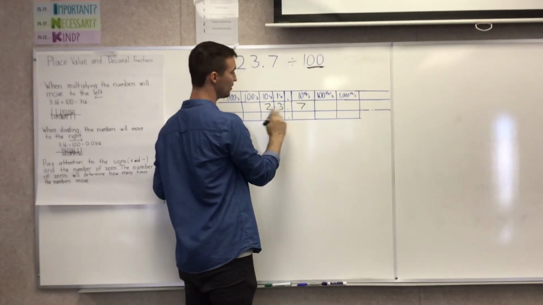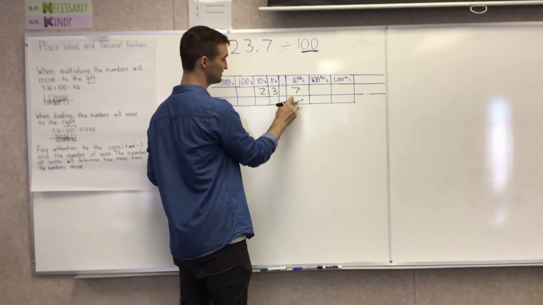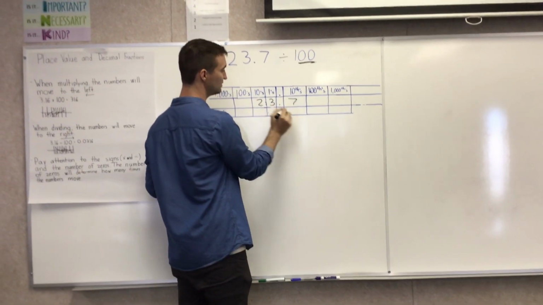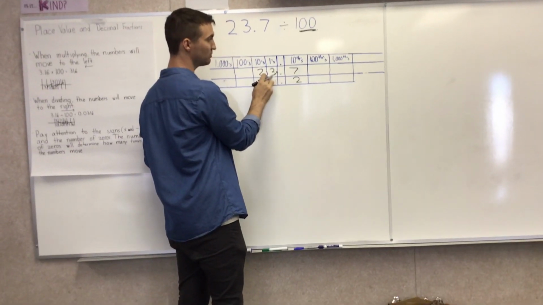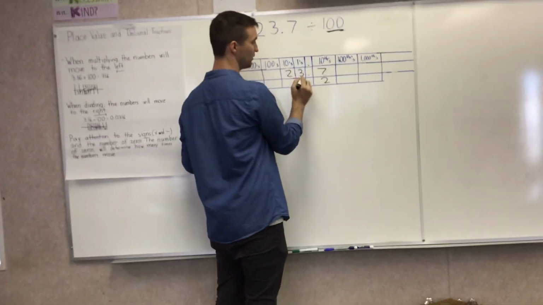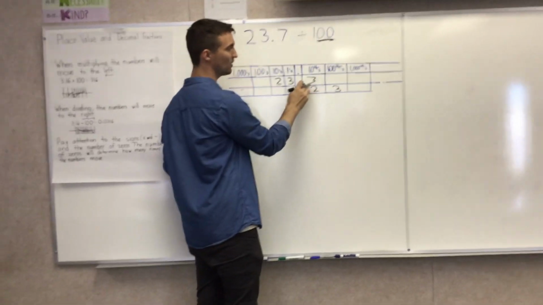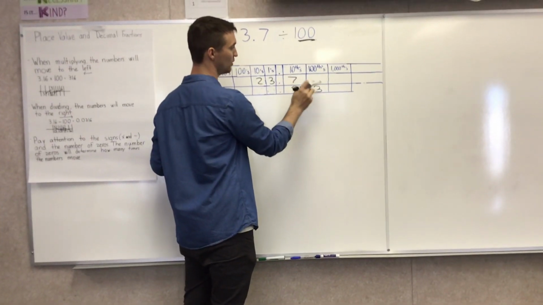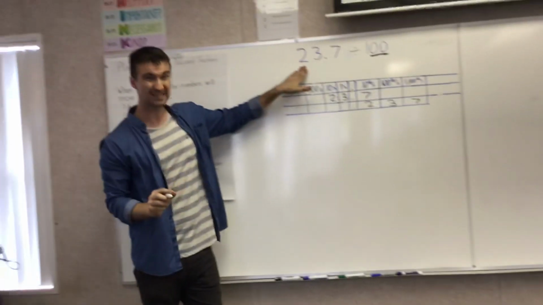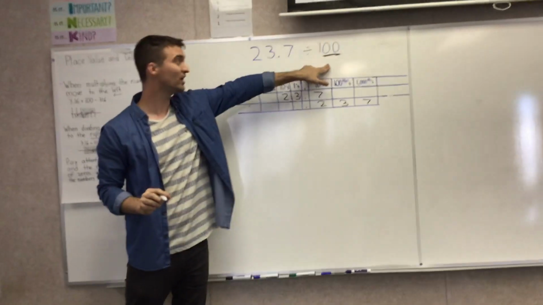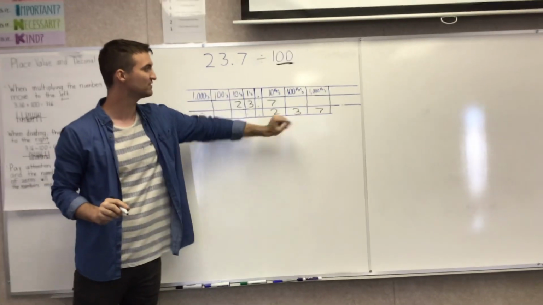So we'll start right up here with our 2. Our 2 is going to go all the way back to our 10th place. So we're going to take our 2, we're going to go 1, 2. Our 1 is going to go from our 1's place to our 100th place. We're going to go 1, 2. And our 7 is going to go back to our 1000th place. We're going to take this, we're going to go 1, 2, back over here. And so 23 7/10 divided by 100 is going to equal 237 thousandths.